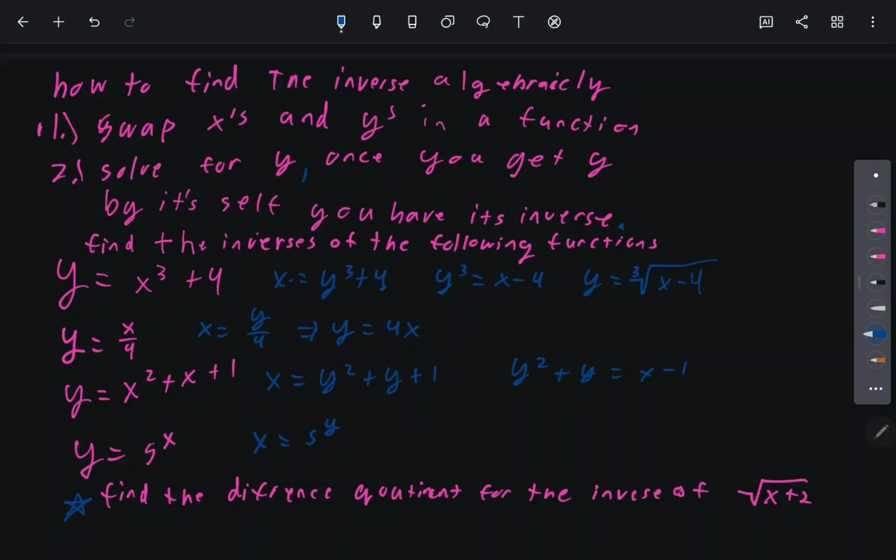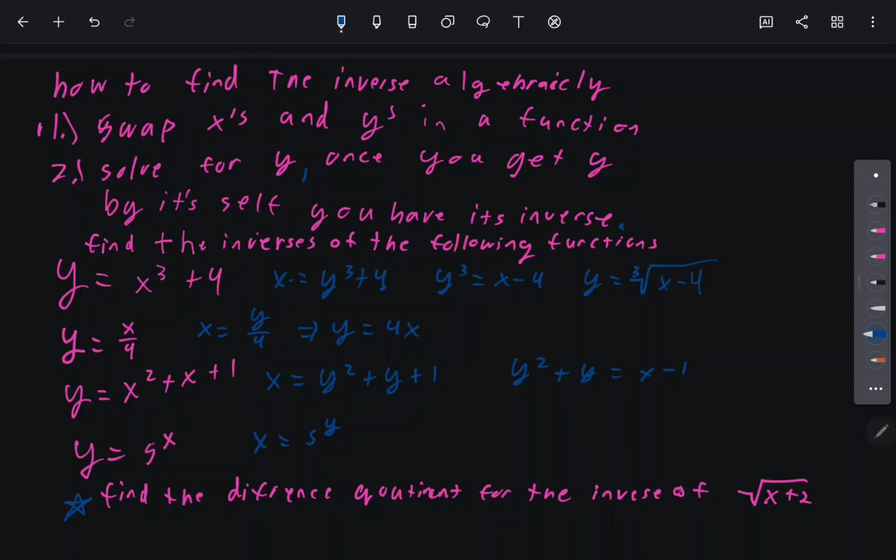But for the second one that you did, whenever you swap the x's and the y's, you can't actually get y by itself. And what this tells us is that the original function was not invertible. And the same thing goes for y is equal to 5 to the power of x.